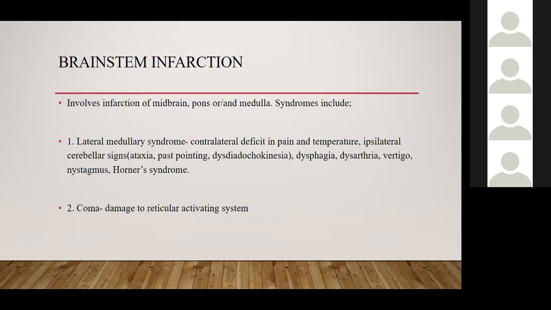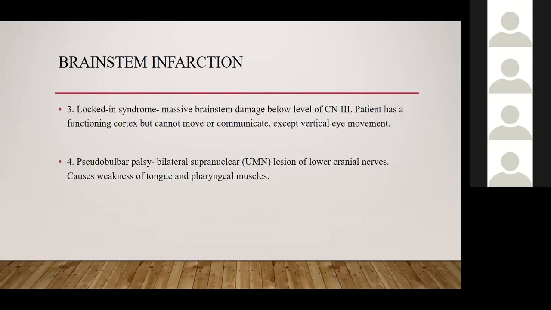Okay. The reticular activating system, or the RAS, is also found in the brain stem. So if you have damage to the reticular activating system, the patient would go into coma. So when you have a patient who has a stroke and is in coma, then you know that the reticular activating system is basically involved in the stroke.